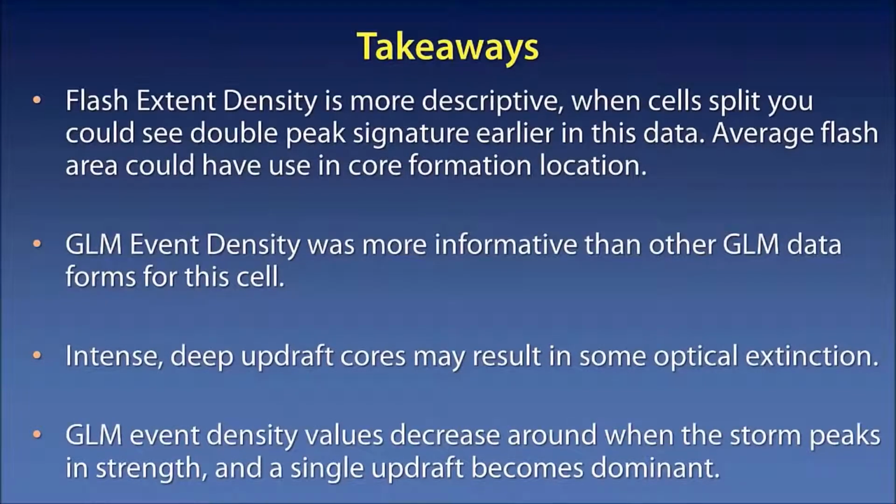So some takeaways. Flash extent density is more descriptive. When cells split, you can see double peak signatures early in the data. Average flash area could have a use in core formation of thunderstorms and other possible impacts there. GLM event density was more informative at times than other GLM data forms for this supercell. Intense deep updraft cores may result in some optical extinction, as we saw with the second example, and event density values decrease around when the storm peaks in strength due to that optical extinction.